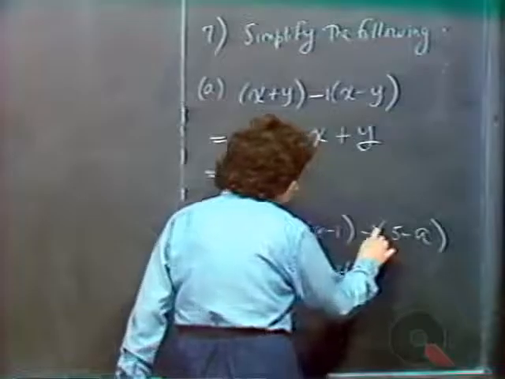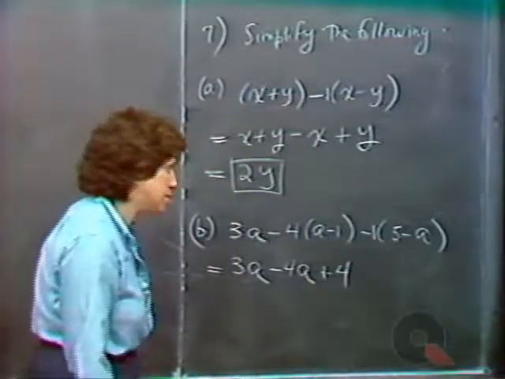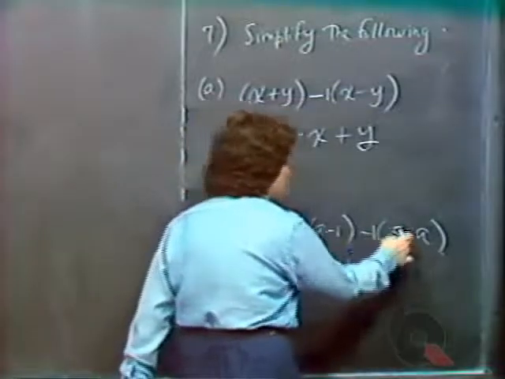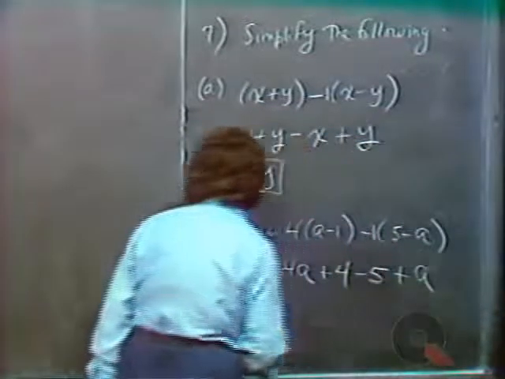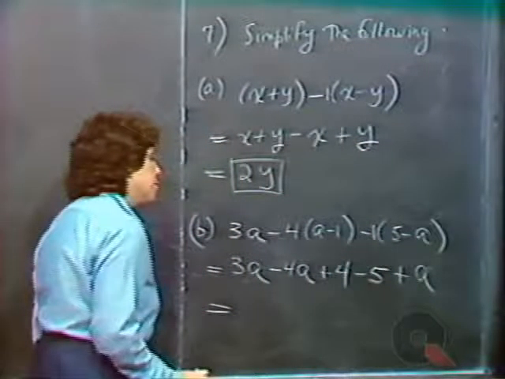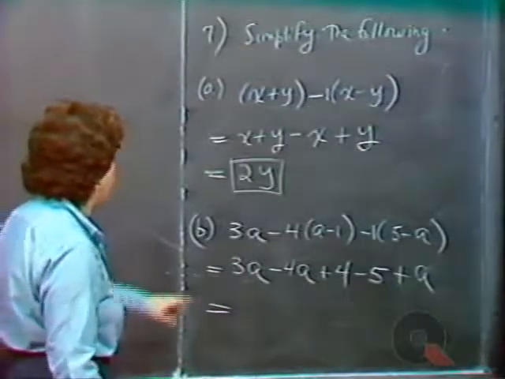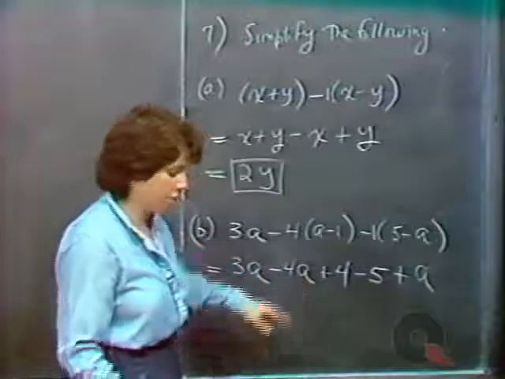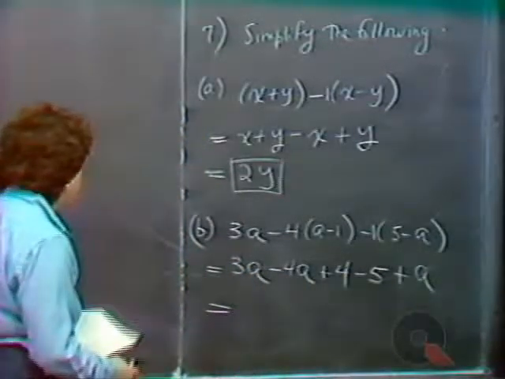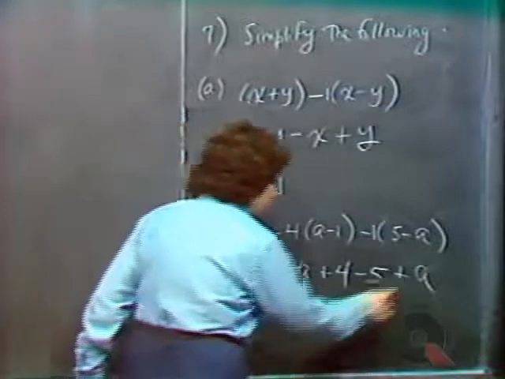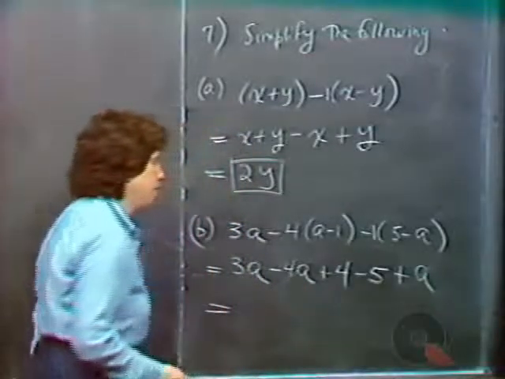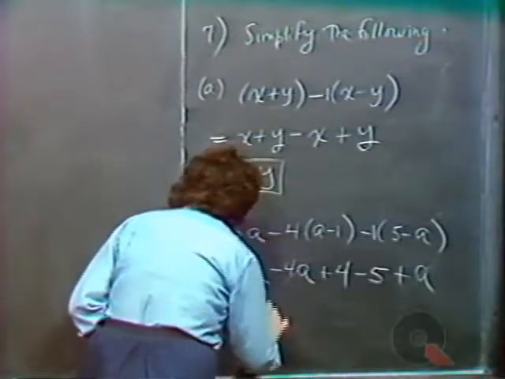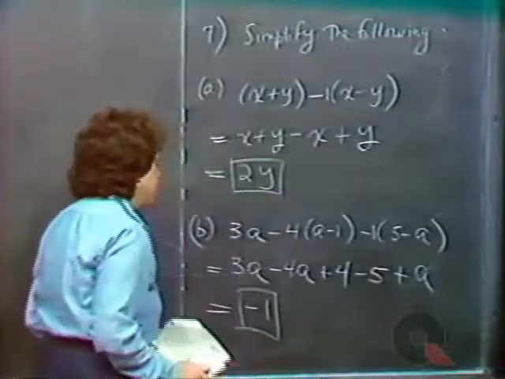Here, minus means minus 1 is to be distributed through the parentheses. Minus 1 times 5 is minus 5. Minus 1 times minus a is plus a. Combining now the like terms, we have 3a plus a, that's 4a, minus 4a. So the a terms cancel out, leaving us with plus 4 and a minus 5 for an answer of minus 1.